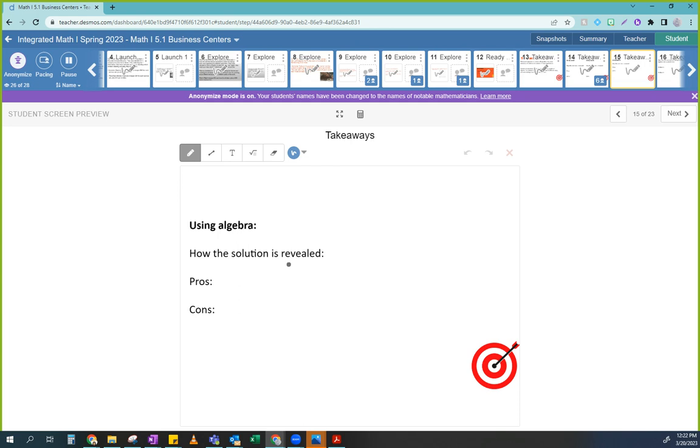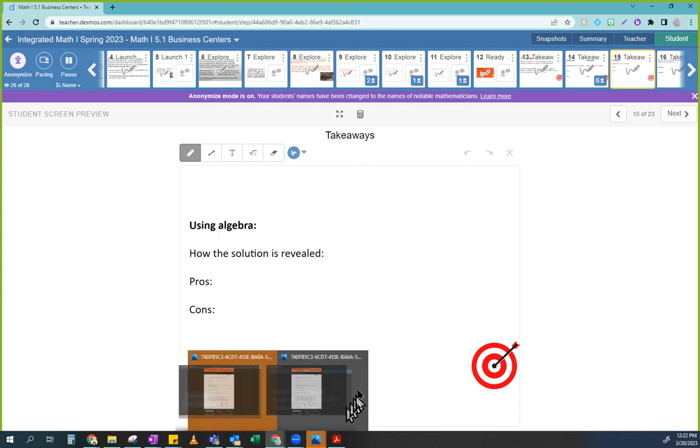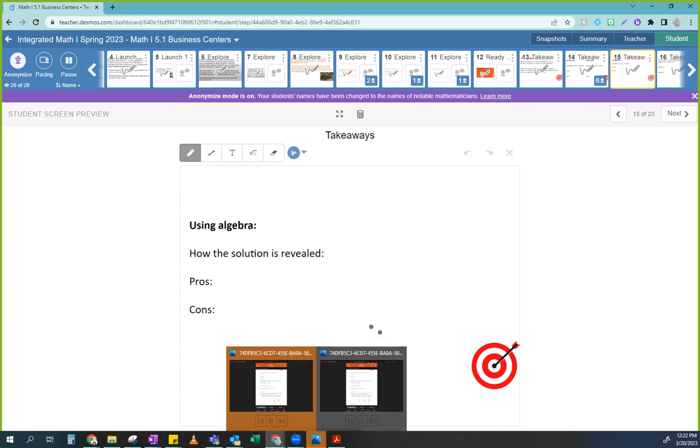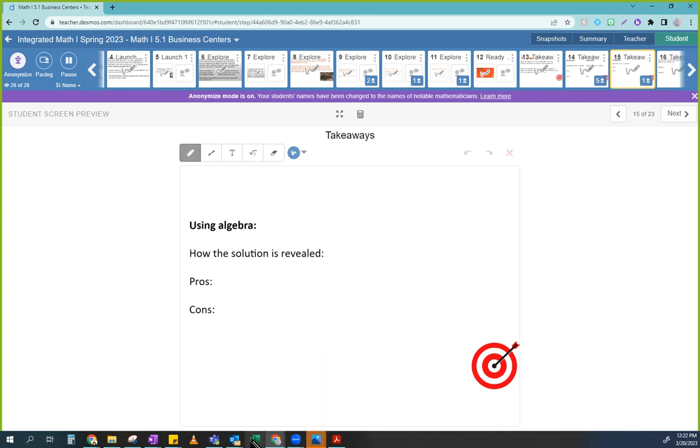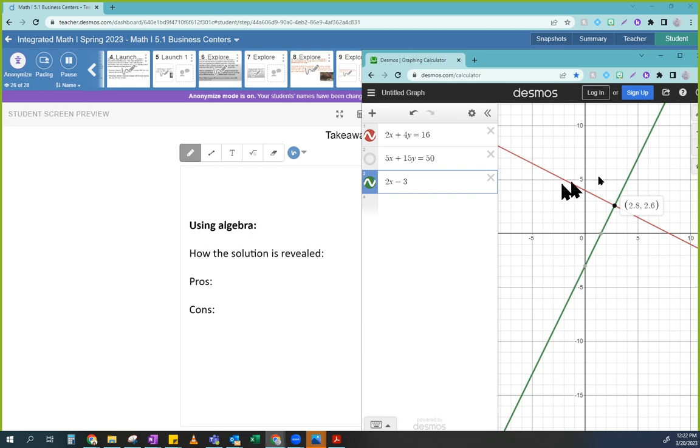Here's why algebra is the best. Number one, if my answer is some obscure number like 2.739, algebra is going to tell me. I don't have to guess. I don't have to guesstimate. I'm going to get it right.